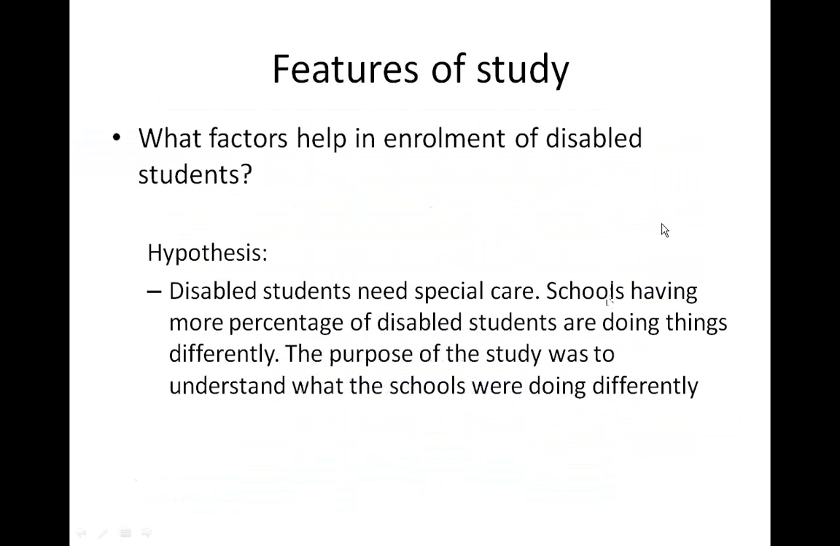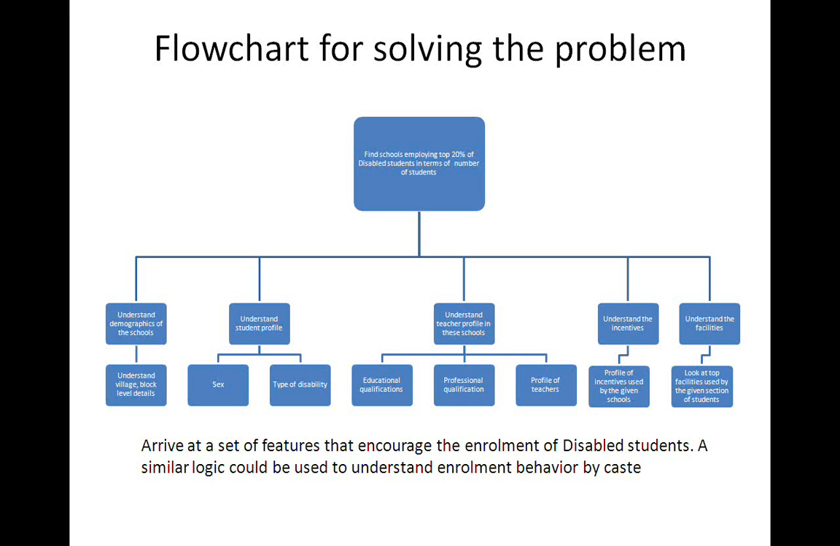So the presentation is for understanding how to do the impact study. That means what factors help in the enrollment of disabled students. The hypothesis is that disabled students need special care, and schools having a higher percentage of disabled students are doing things differently. So what we did was we cleaned up the entire DISE data and put it in a format that is very easy to slice and dice through the analysis.